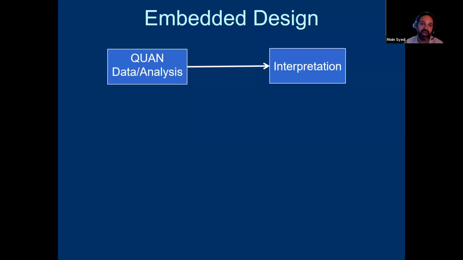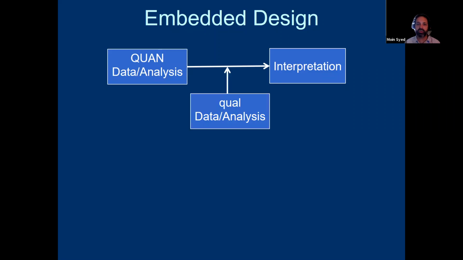Okay, and then we have the embedded design. There are actually two different types of embedded designs. This one is really where you have a quantitative study that's the primary area of focus, and then there's a qualitative component that is embedded. It plays a secondary role within a larger quantitative focus.